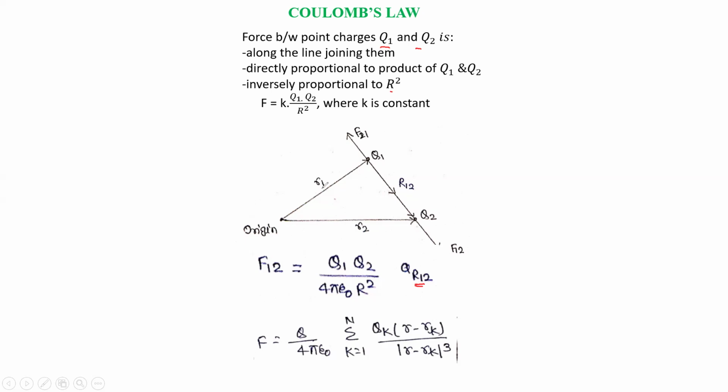So here this R1 is the position vector from the origin to Q1, and this is R2, and this is the direction along the line Q1 and Q2. F21 is the force experienced by charge 1 due to 2, and F12 is the force experienced by charge 2 due to 1.